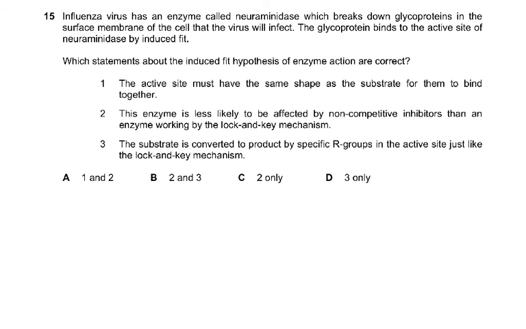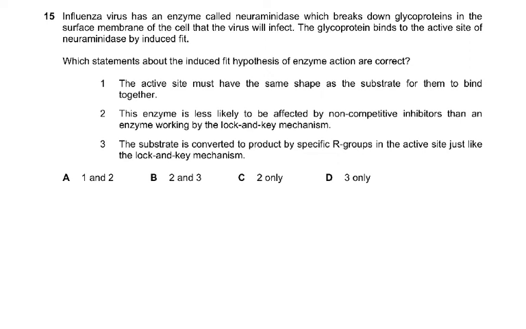Influenza virus has an enzyme called neuraminidase, which breaks down glycoproteins in the surface membrane of the cell that the virus will infect. The glycoprotein binds to the active site of neuraminidase by induced fit. Which statements about the induced fit hypothesis of enzyme action are correct?